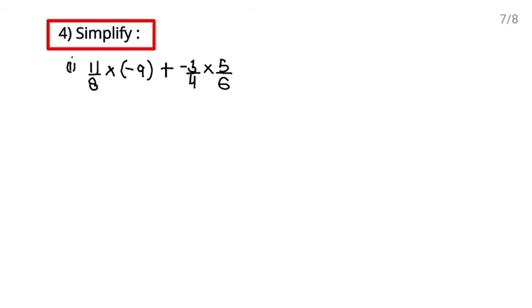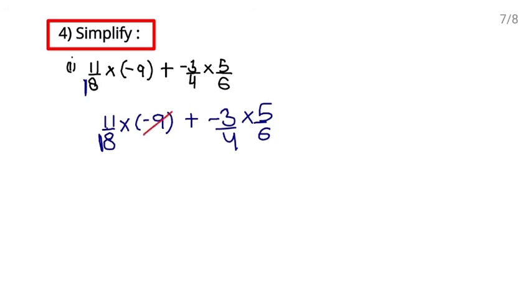Next question number 4 is simplify. First part is 11 upon 8 multiply minus 9 plus minus 3 upon 4 multiply 5 upon 6. Students, this is 18, right? Now this 9 and this 18 both are divisible by 9. So cut them. 9 1s are 9 of minus sign, 9 2s are 18. This 3 and this 6 both are divisible by 3. So cut them. 3 1s are 3 of minus sign, 3 2s are 6.